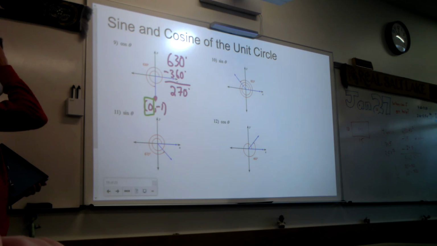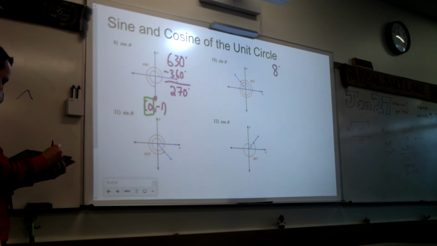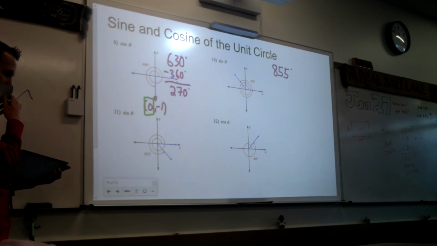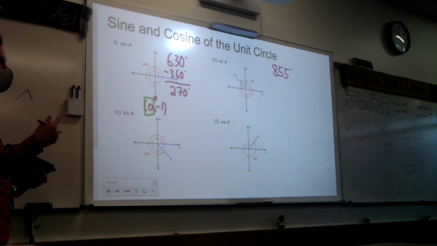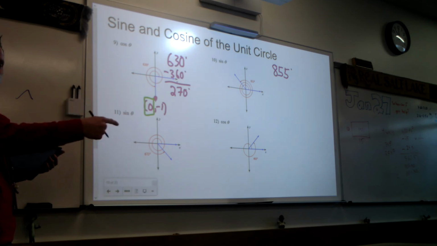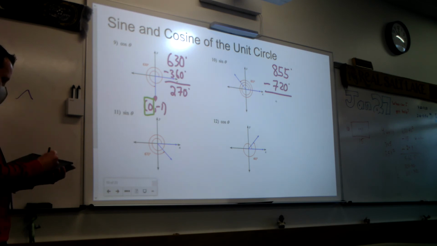Oscar, help me out with number 10. How many complete rotations do I have there? It says 855, by the way, if you can't read it. What is 2 rotations? It's hard to subtract off. Does anyone know? It'd be 360 and another 360, which is 720. All right, great. If I subtract that, I get 135.